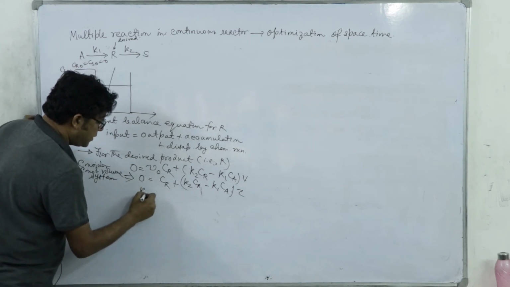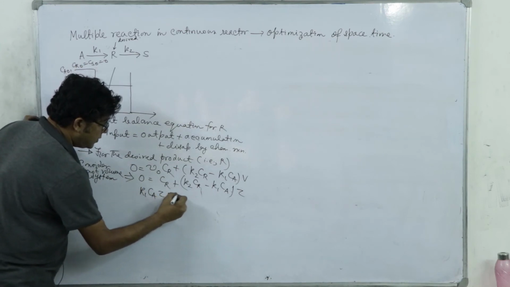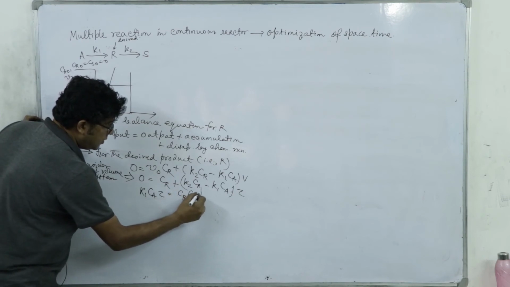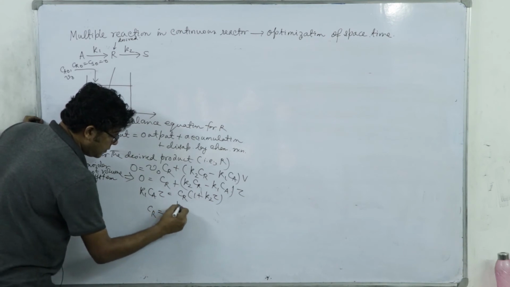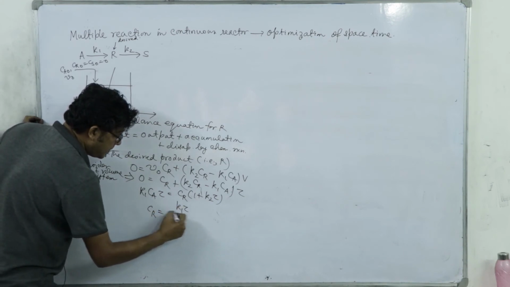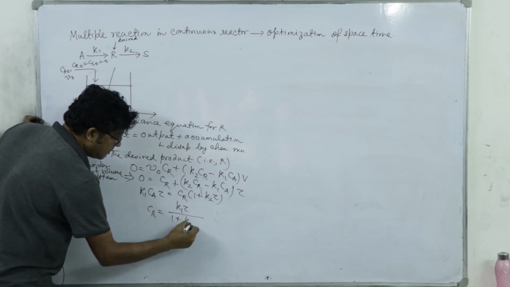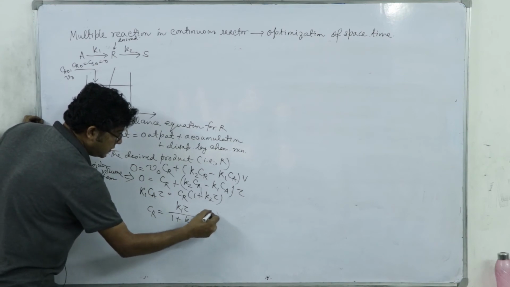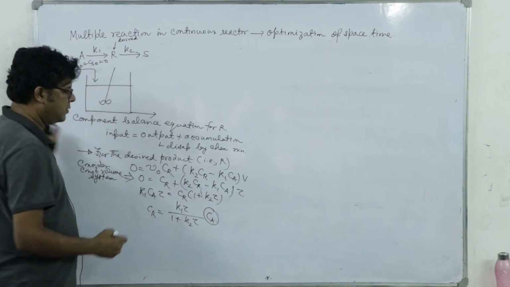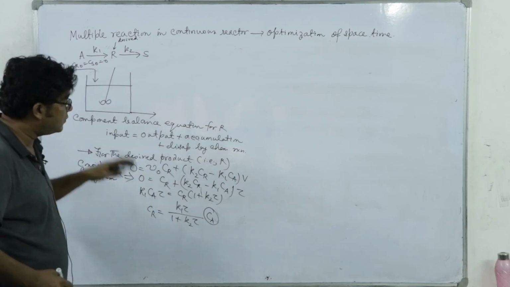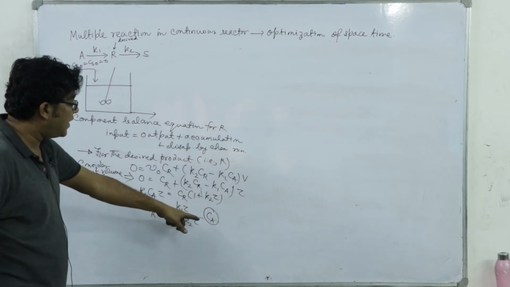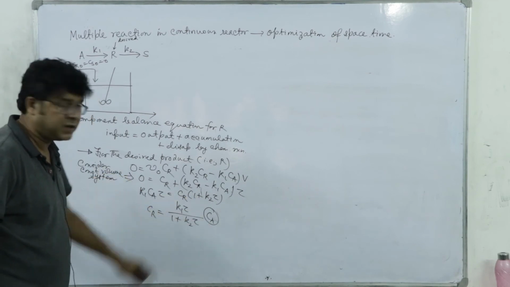So K1 CA tau is equal to CR (1 plus K2 tau). So CR is equal to K1 tau divided by 1 plus K2 tau into CA. So we have this unknown, right? How this depends on the space time we don't know, so we have to solve it as a function of tau, and substitute here.